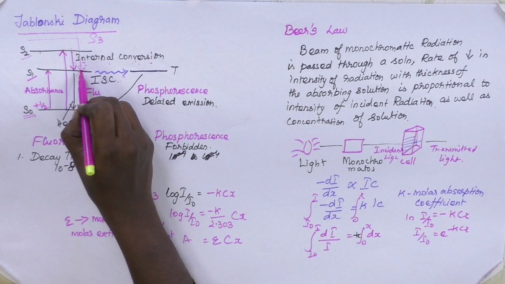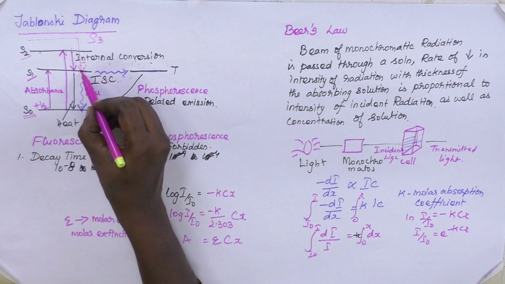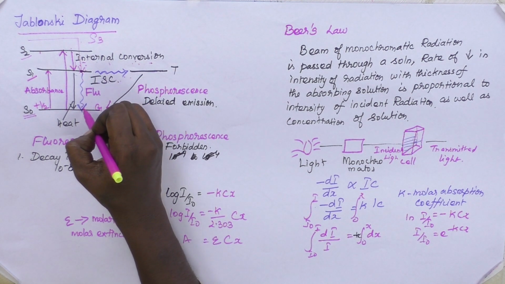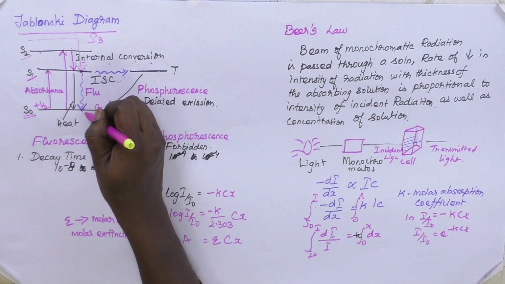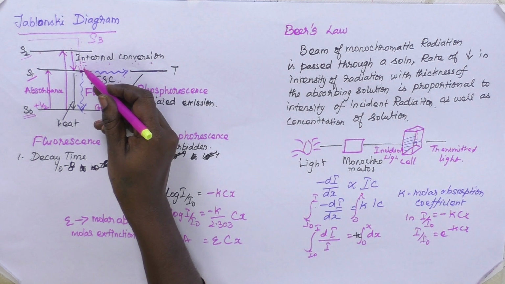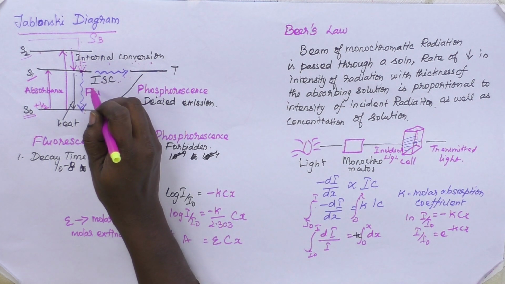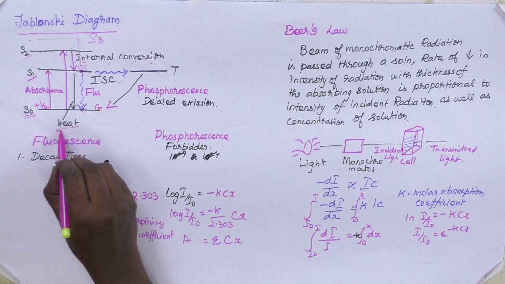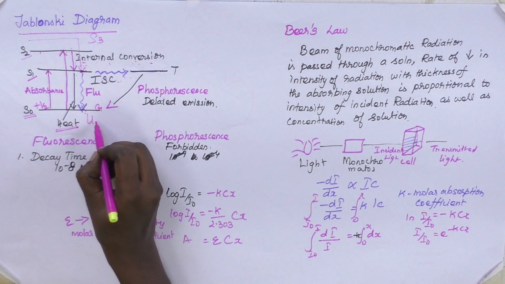Here it has two choices: either it undergoes intersystem crossing, or it undergoes a de-excitation process, that is, transfer of an electron from the excited state to the ground state. This happens in two ways. Either the absorbed energy is released in the form of heat, or it may be emitted in the form of light.